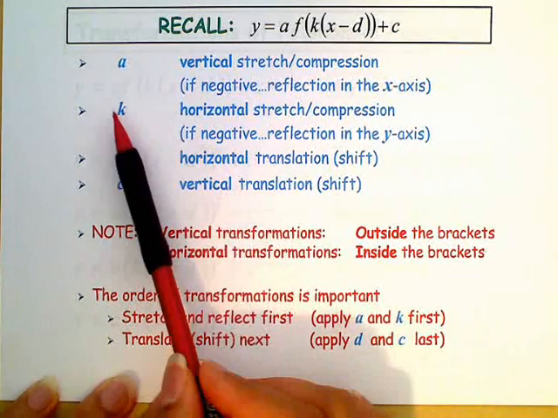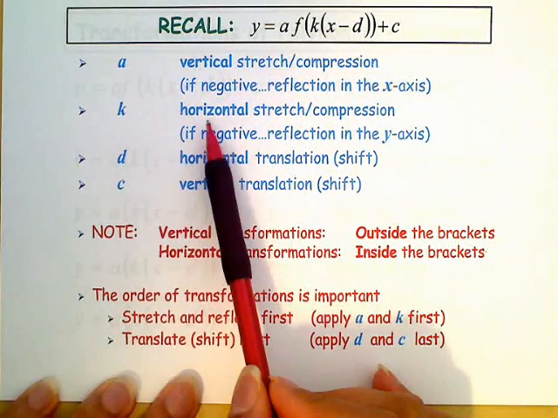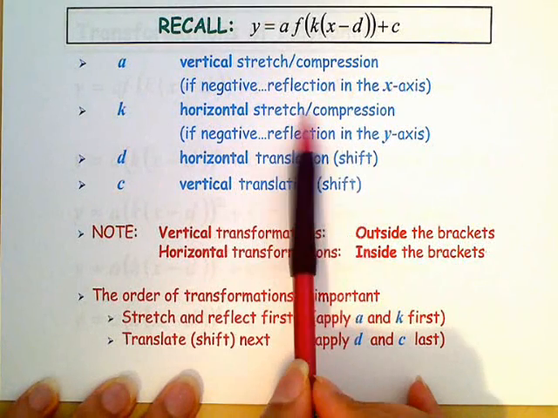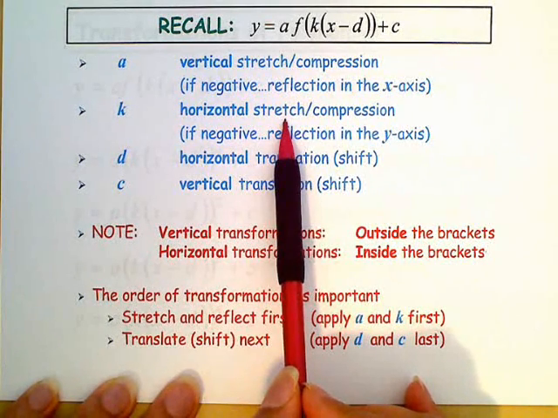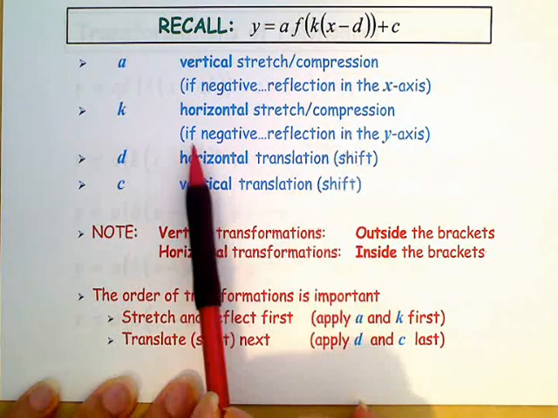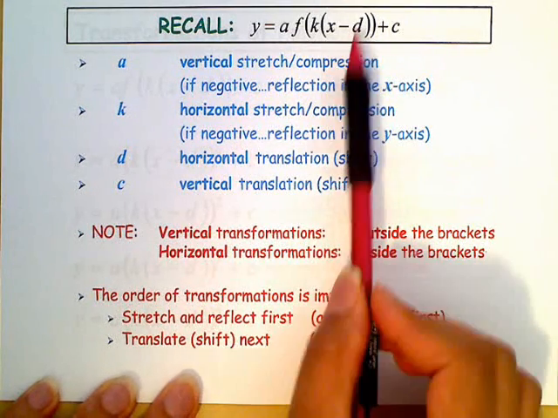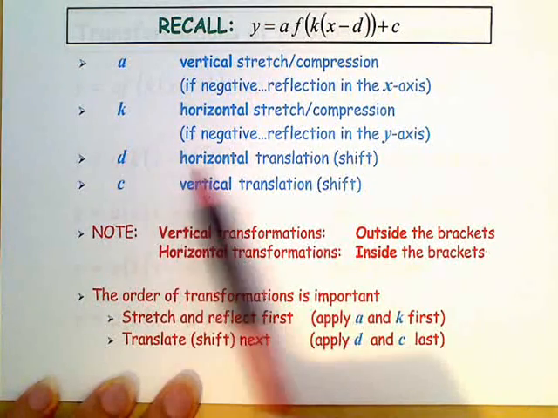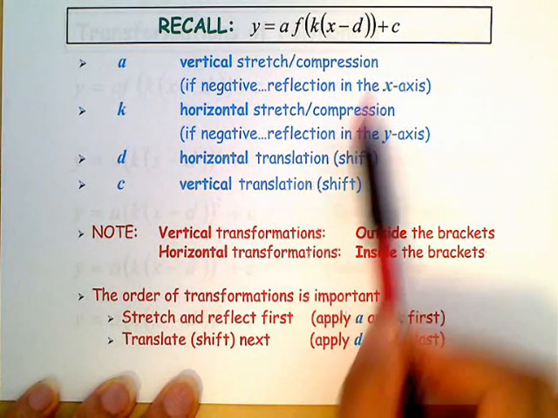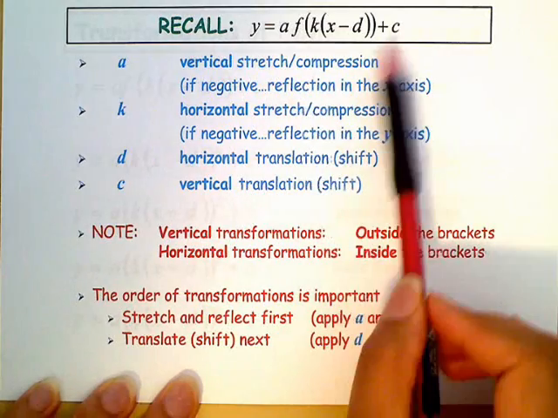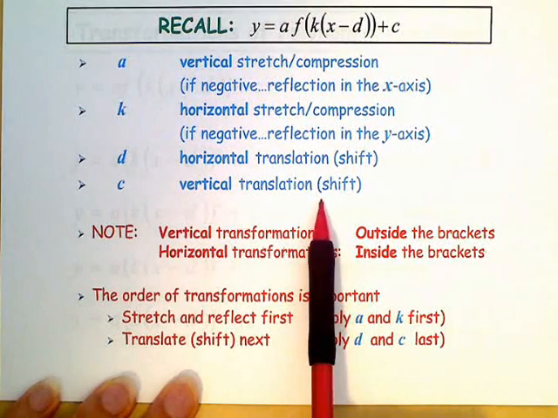The variable k applies horizontal stretches and compressions depending on whether the value of k is less than 1 or greater than 1. And if it's negative, we know that it's a reflection in the y-axis. And then the value of d applies a horizontal shift left or right. And the variable c applies a vertical translation or shift up or down.